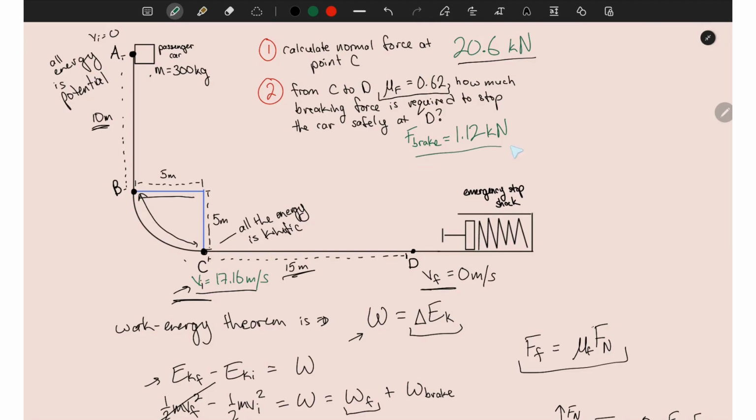So I've just rewritten this up here. Our final answer for part 1, we calculated the normal force at point C. And then for part 2, we calculated how much braking force is required to stop the car safely at point D. And we solved part 2 using the work energy theorem. I'm going to do another video where we solve part 2 using Newton's laws and kinematics only, and we will get the same answer.